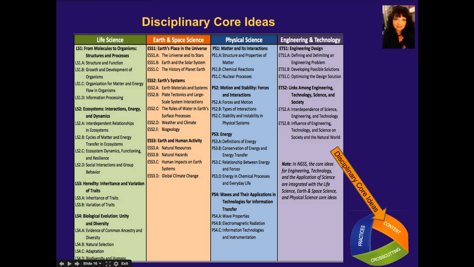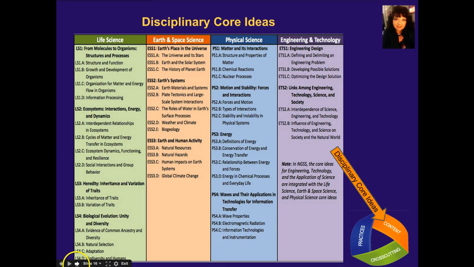And then here we have the second dimension: 44 disciplinary core ideas that are grouped into 4 domains. We have the life science part, earth and space science, physical science, and then again we've added that engineering and technology component.